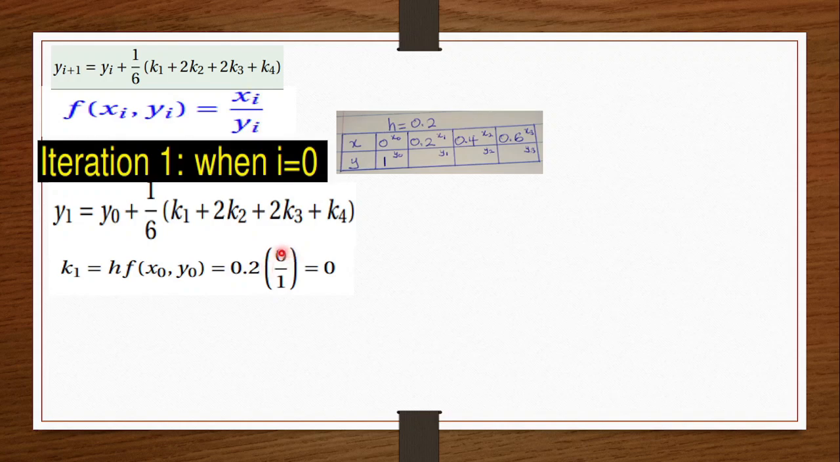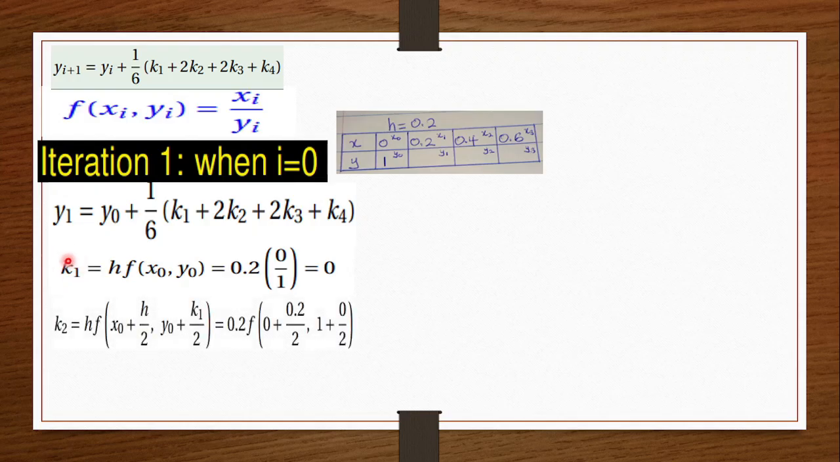We know that x naught is 0 from the table, and the y naught value is also 1 from the table here. So we're getting 0.2 multiplying this value, giving us 0. So we have finally found our k1 value. So we can move on to find our k2 value.